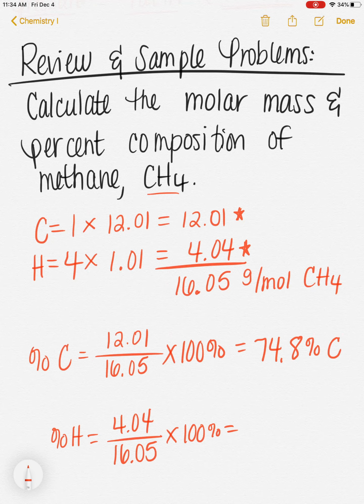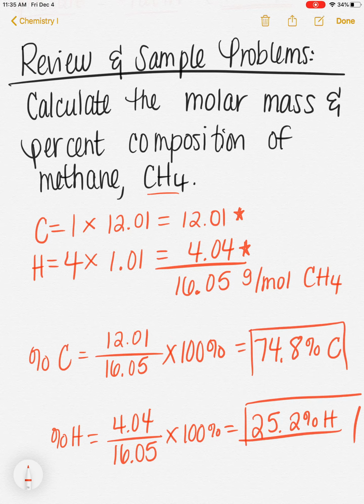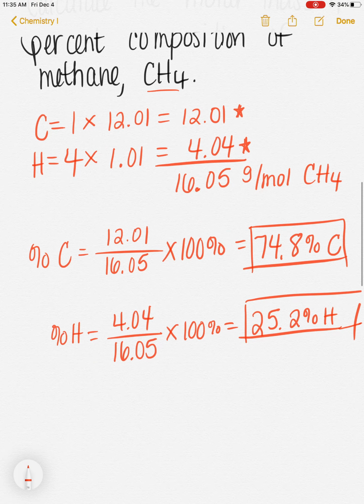When you plug that into your calculator, you should get a value of 25.2% hydrogen. Remember, the way that you can check yourself is all of the percentages should add up to 100%. So 74.8 plus 25.2 does give you 100%. So those are the correct values.